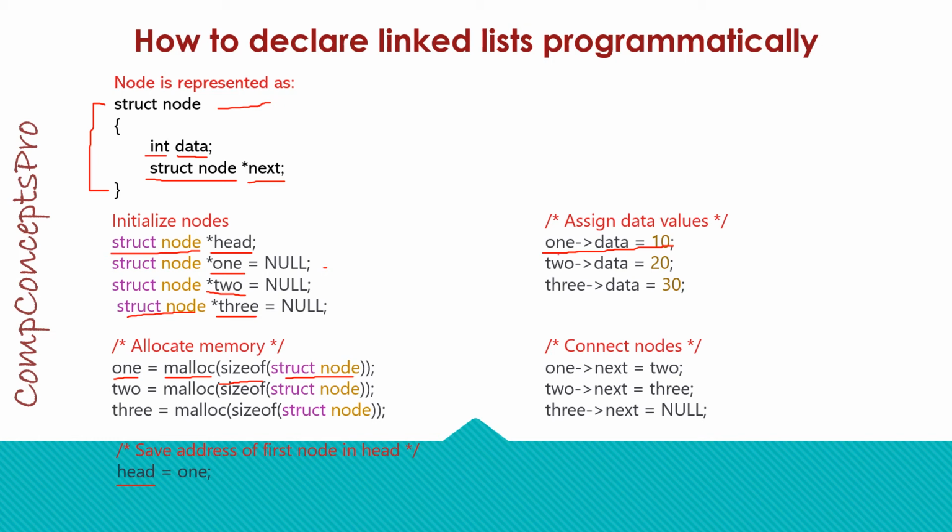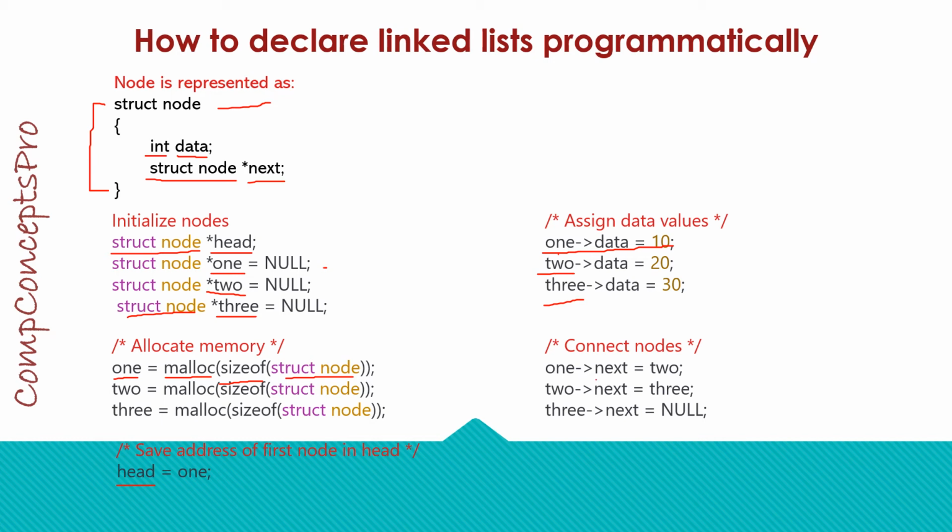Similarly, in node 2 and node 3. Now how can we connect the nodes of the linked list? As of now, we just created the individual nodes and stored values in the nodes. So in order to connect them with each other, we have to store the address of the next node in the next pointer of the previous node.